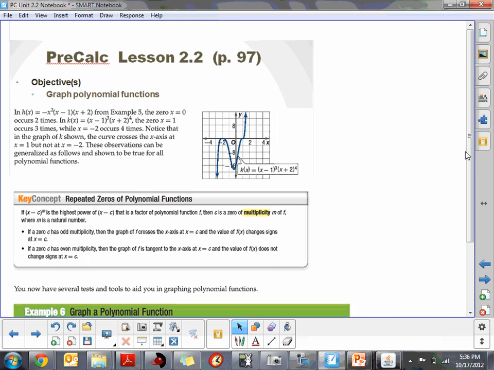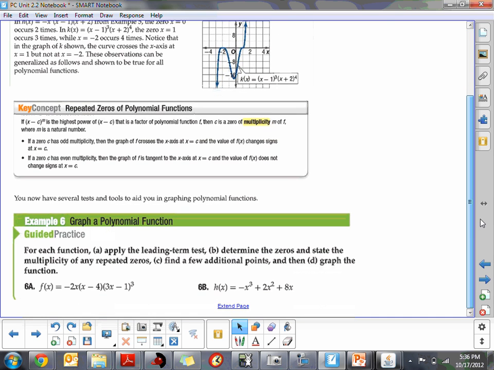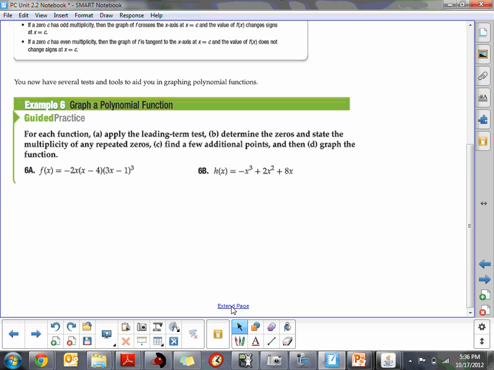Okay, and we're moving on with lesson 2.2, and this is where we finally start graphing the polynomial functions. Remember, one of the objectives is to graph the polynomial functions. We've gone through a lot of information to help us do this, and we're going to put this all together to help us just draw a rough sketch of this so we know what the polynomial looks like before we ever touch technology and try to graph them.